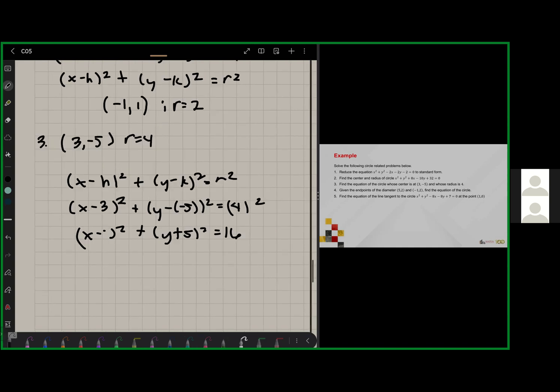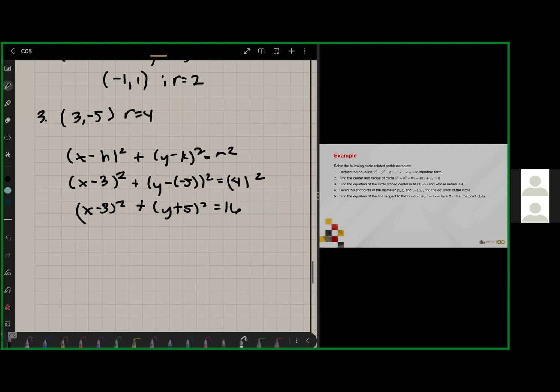But if you're looking for the general form of our circle, all we have to do is simply expand all our binomials on the left side of our equation, giving us x squared minus 6x plus 9 plus y squared plus 10y plus 25 is equal to 16.